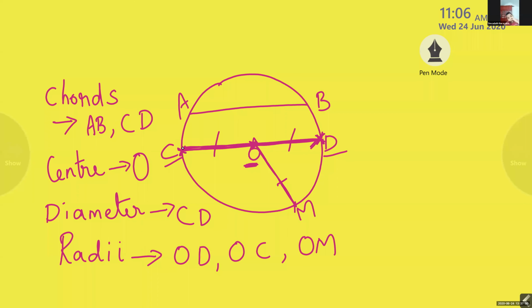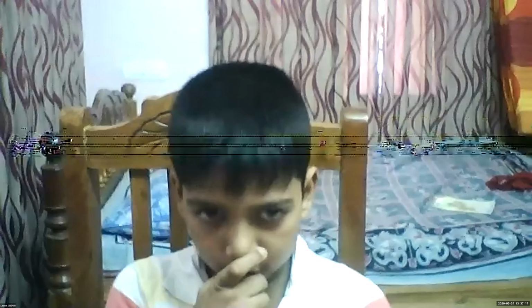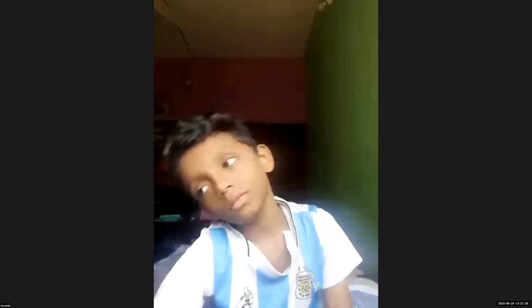So we have the diameter CD, the chords AB and CD, and Lionel, read the radii. OD, OC, OM. Yes? Okay, very good. See, children, I have shown you one circle, and you were able to identify the diameter, chords, center and radii. Yes? Okay.